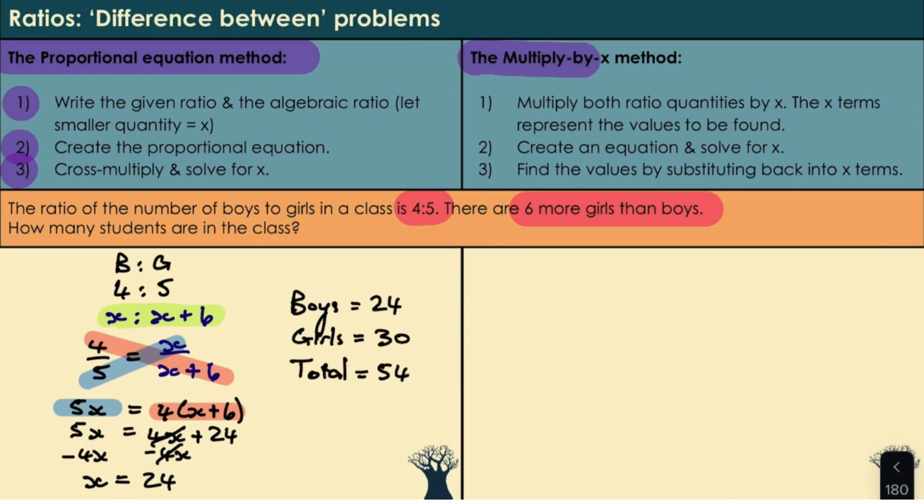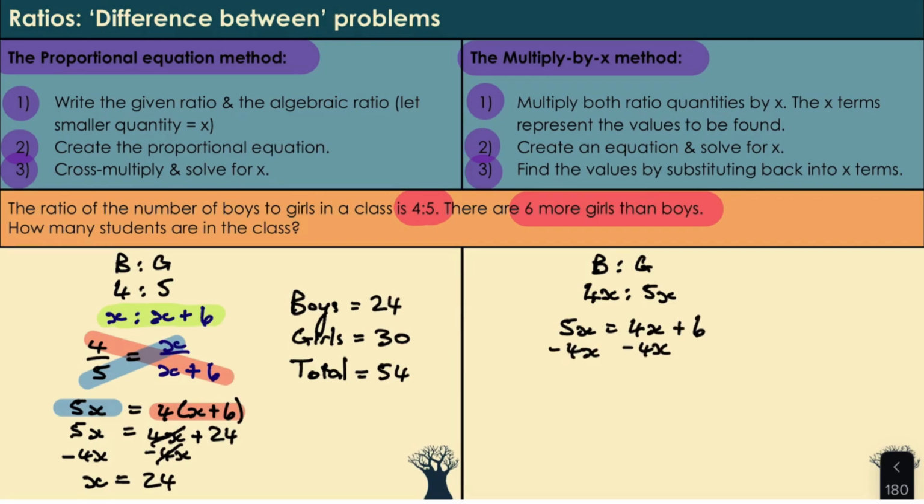Our second method, the multiply by x method, we follow these three steps. Our ratio is 4:5, and we multiply both quantities by x. Step 2, create an equation and solve for x. We are told there are 6 more girls than boys. The girls, which is 5x, is the boys, 4x plus 6. We subtract 4x on both sides. On the left, 5x minus 4x is x. The 4x cancels with that 4x, and x is equal to 6.